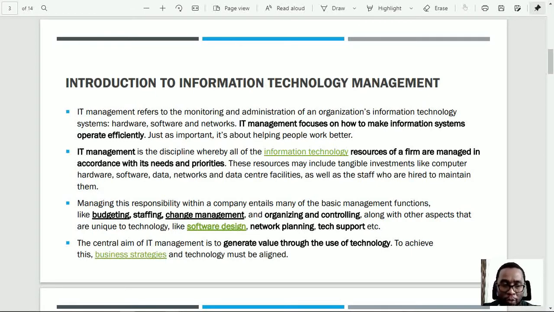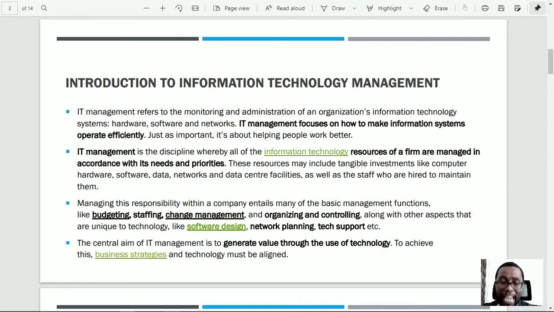So the task of managing entails lots of things, for example, budgeting, staffing, change management, organizing and controlling, and then other aspects such as software design, network planning, tech support, etc. So this means that IT is closely intertwined with business operations, because when you talk about budgeting or staffing or change management, then you're talking about something that is related to IT. Then we would wonder how, but we all know that nowadays technology is in all or close to all business operations, so we still need to be able to manage it.